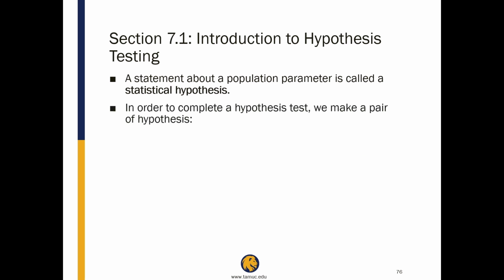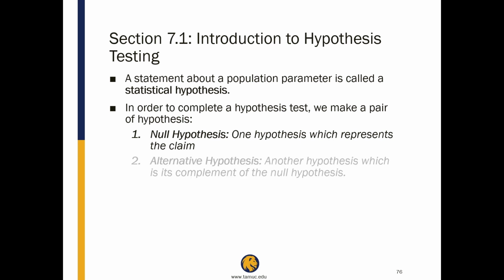In order to complete a hypothesis test, we make a pair of hypotheses. First, we call one the null hypothesis. This hypothesis is the one that represents the claim that's being made. So in the example of a car manufacturer claiming miles per gallon, that would be their null hypothesis. The alternative hypothesis is what's offered in contrast to the null hypothesis. It's the complement. So it's the hypothesis that the null hypothesis is not what it says it is, basically.